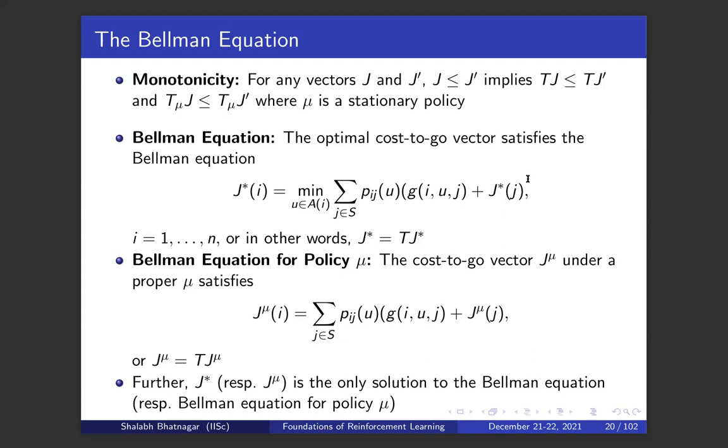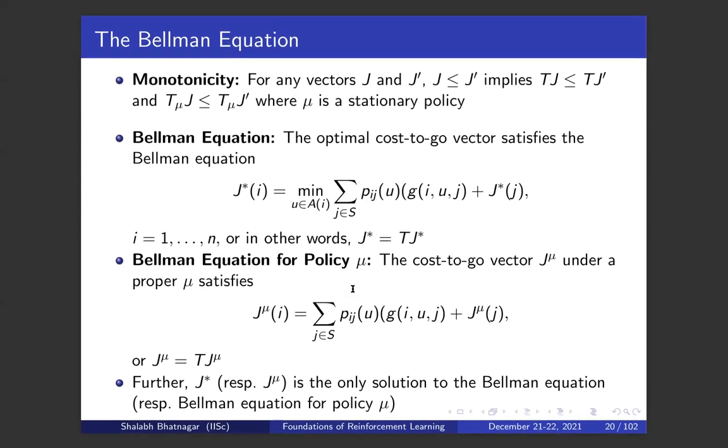If you see yourself in state J at the next instant, you ask the question, what is the cost to go from the next state? If I knew that, then if I plug this in and take the minimum over all actions U, I should get J star of I. So that is what this Bellman equation tells us.